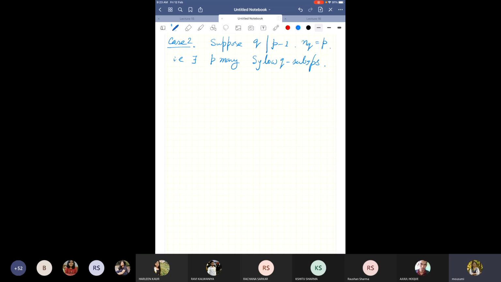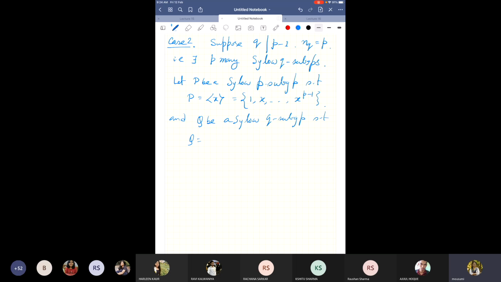So let P be a Sylow P subgroup such that P is generated by a single element X, so it is having this many elements, and let Q be a Sylow Q subgroup such that Q is generated by Y. So the order of Y is equal to Q.